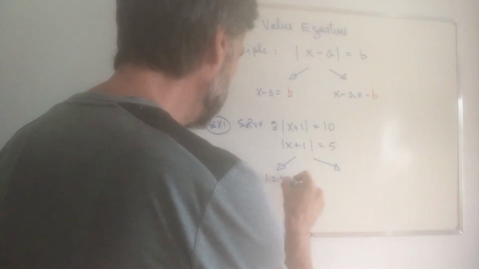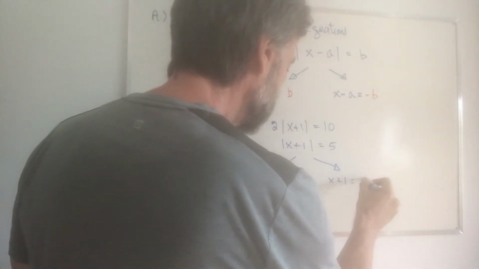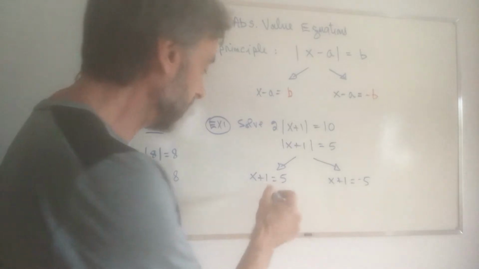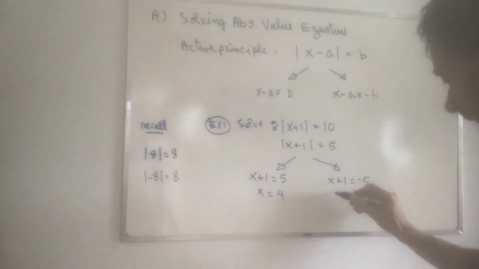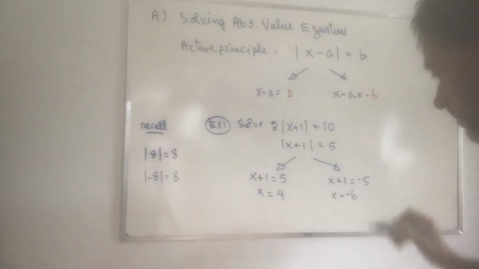Facile! That is easy stuff. So x plus 1 is 5, and x plus 1 is negative 5. As you can see, these are super easy equations to solve. Isolate the x, 5 minus 1 is 4. And here, isolate the x, you get minus 5 minus 1, so that is minus 6.